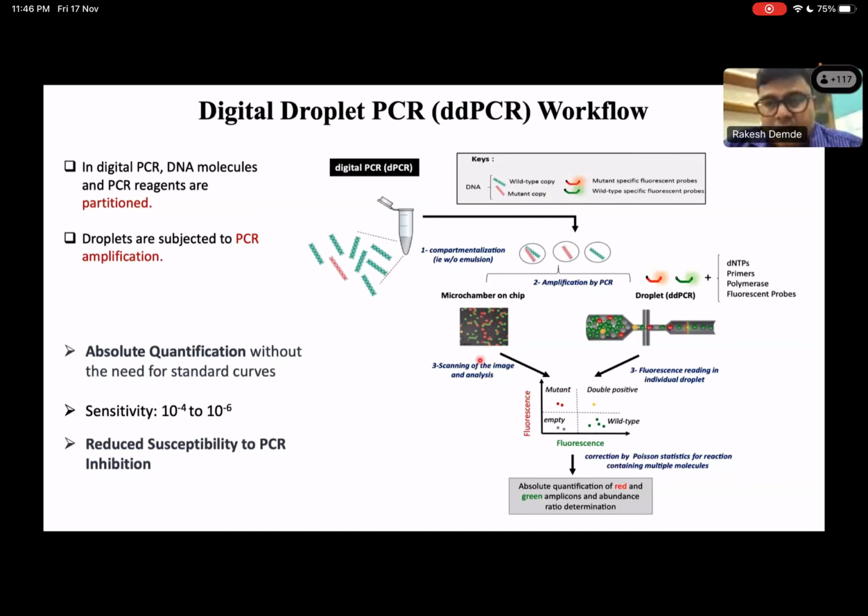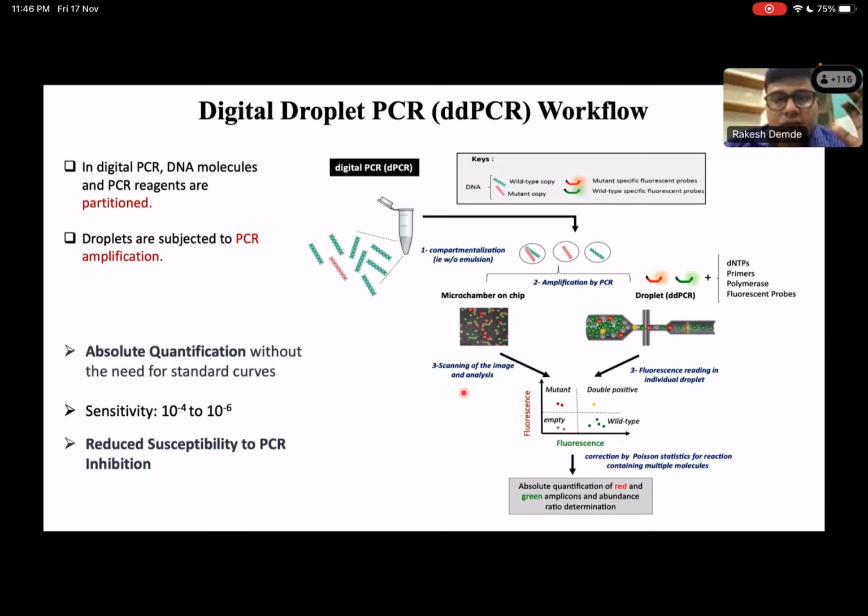There will be a PCR reaction which will take place in a particular compartment, and that compartment will get counted as positive as it gets a fluorescent signal, and we can say these are the two mutant copies. There is one double positive which we don't have to count, and there is a green wild type. So you can just quantify the mutant gene copies.